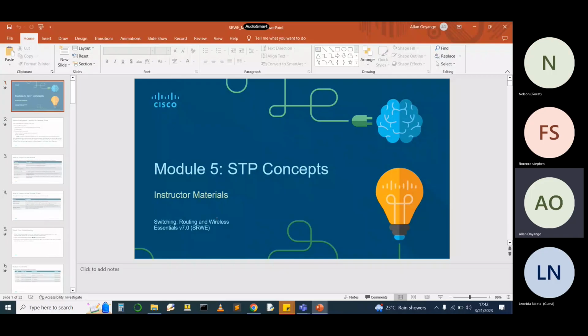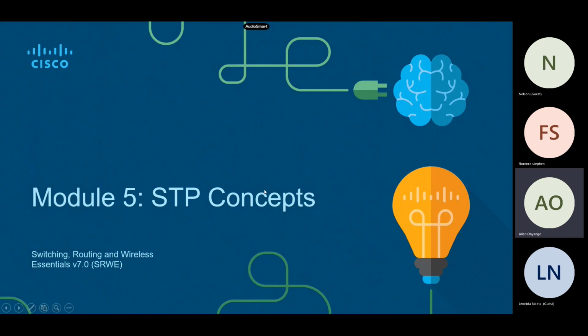Okay, so ladies and gentlemen, we are going to have a conversation around spanning tree protocol, which is called STP.